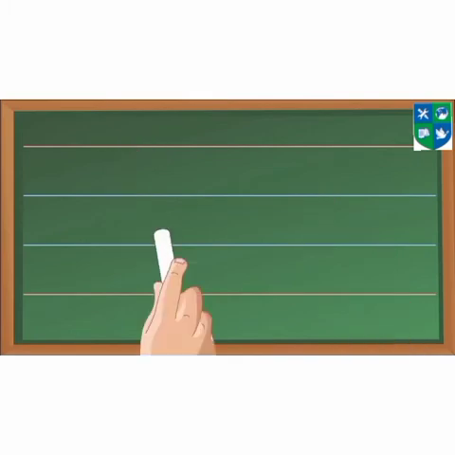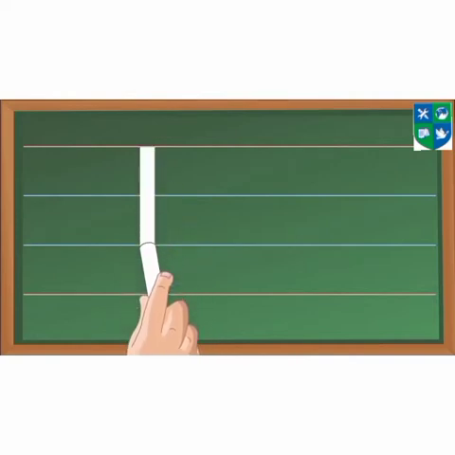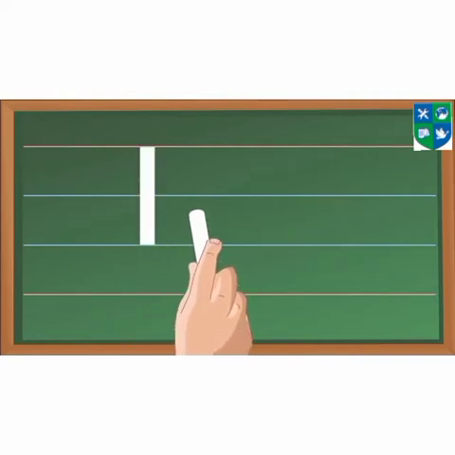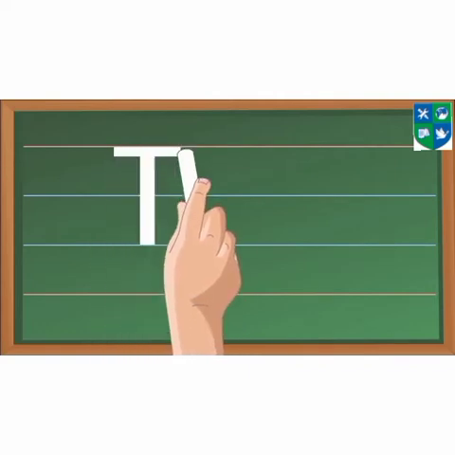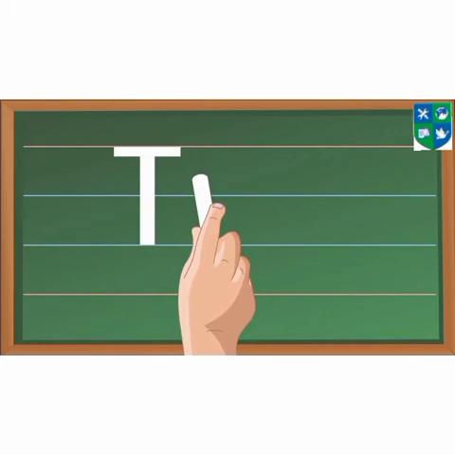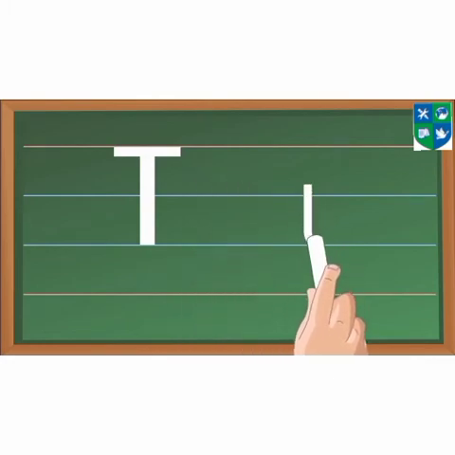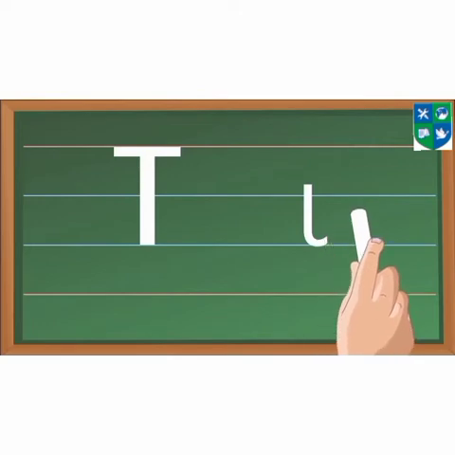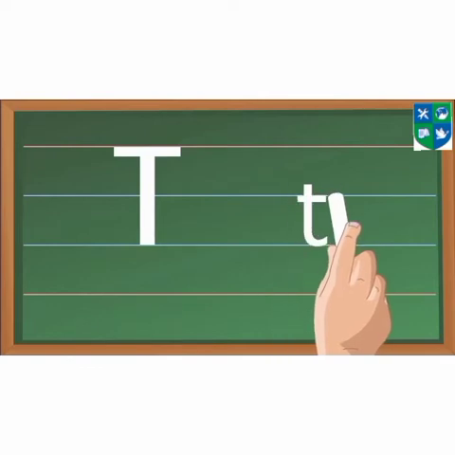T. Start from the top and draw a standing line down. Go back to the top and draw a sleeping line across. Small t. Start above the middle and draw a standing line with a small curl at the bottom. Then go to the middle and add a sleeping line across.